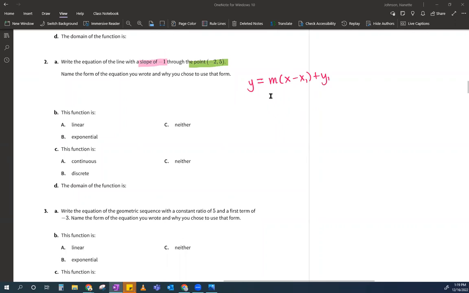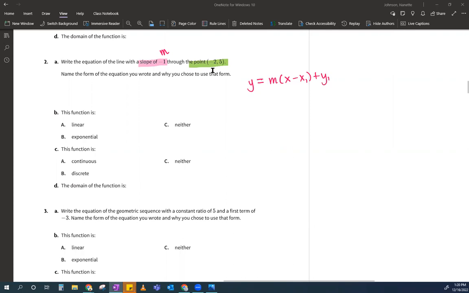All right, here we go. So where does all this stuff go? Where does the slope go? Very good. He goes in the m spot. Good. And then this guy, the -2, where does he go again?